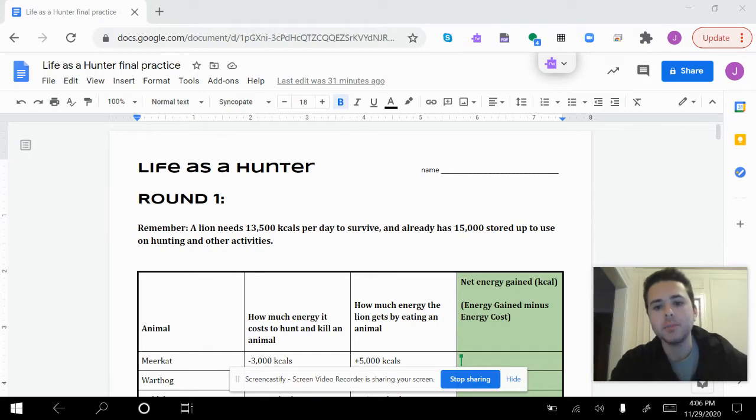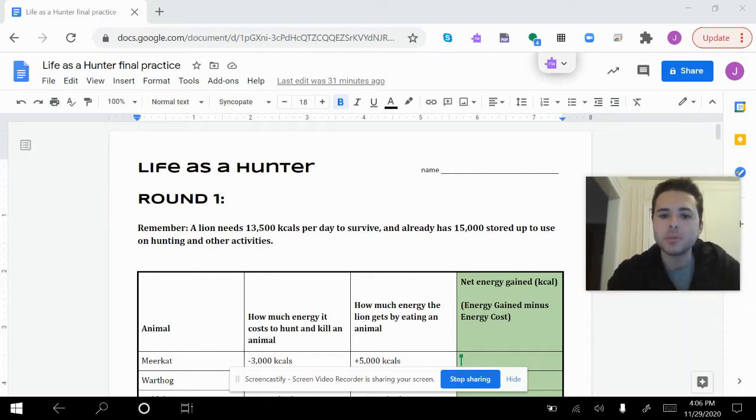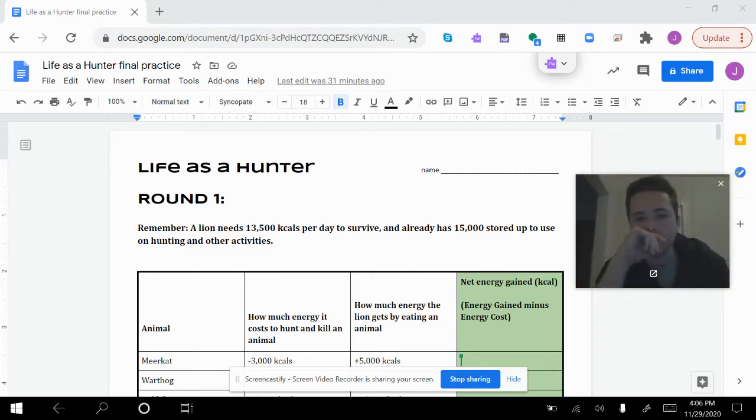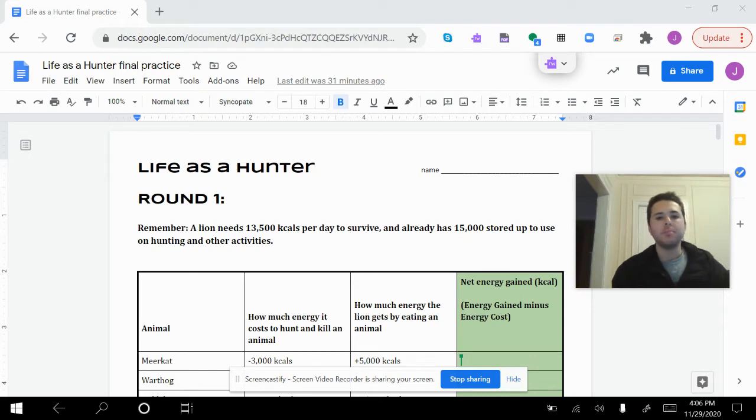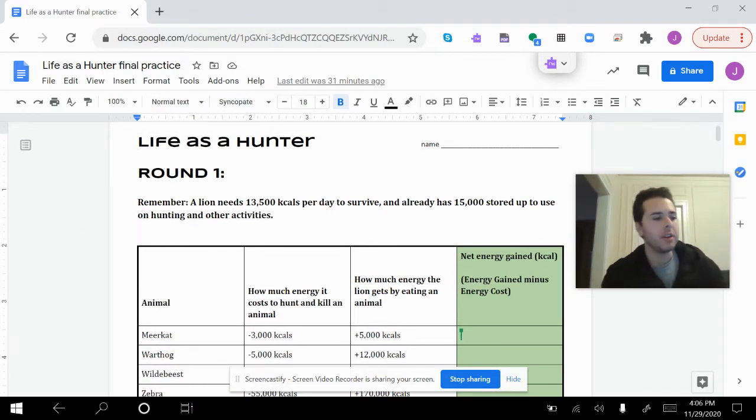So I figured the best way to do this was probably using Edpuzzle because it gives you a chance to pause the video. You can rewatch different sections and really go at your own pace for this because I feel like everyone's in a different spot with their understanding of this, which is totally fine and expected. But let's get started.